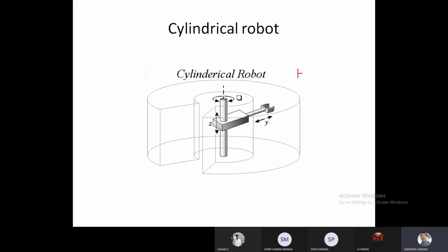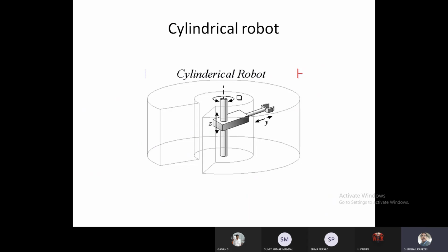And what about the application? Once we add the rotational joints, the flexibility will be increased and it can perform very complicated and complex tasks. Whatever the previous robot can do, this robot also can do. So this also can be used for pick and place of small parts or components, and machine loading and unloading.